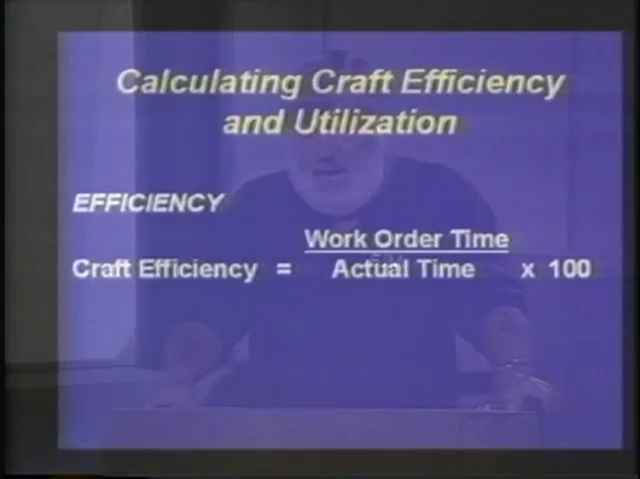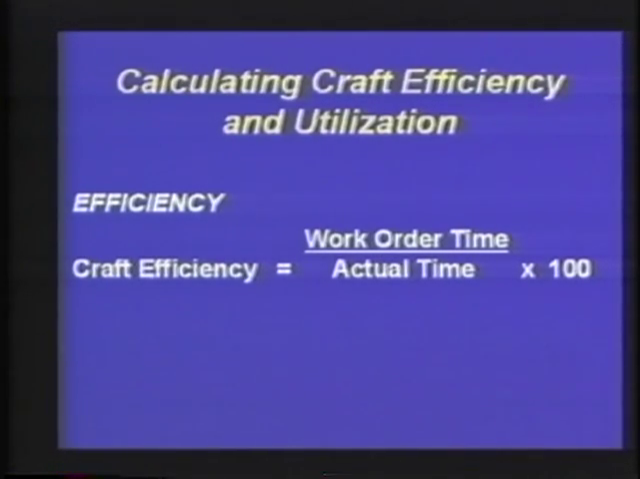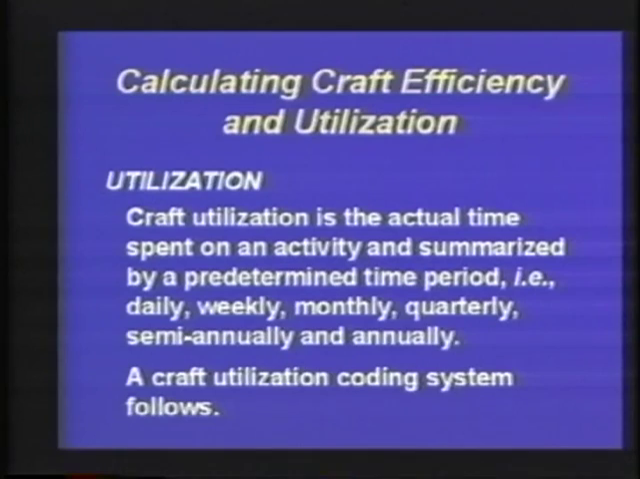And moving on now to page number 4, we're providing you with the efficiency formula, and here again is where the work order time is divided by the actual time, multiplied by 100 gives us the percentage of efficiency, and as the data illustrates under utilization, it's a summary of the time spent on a job.